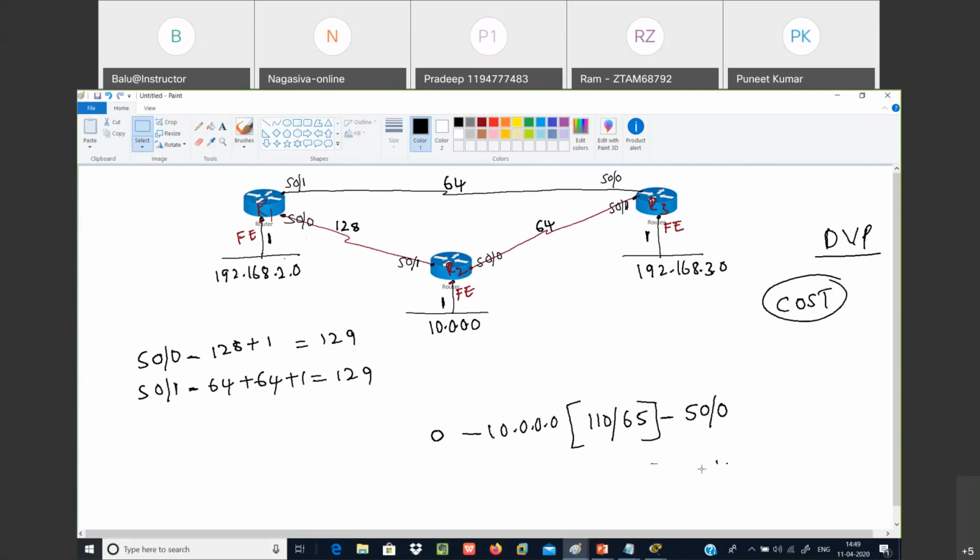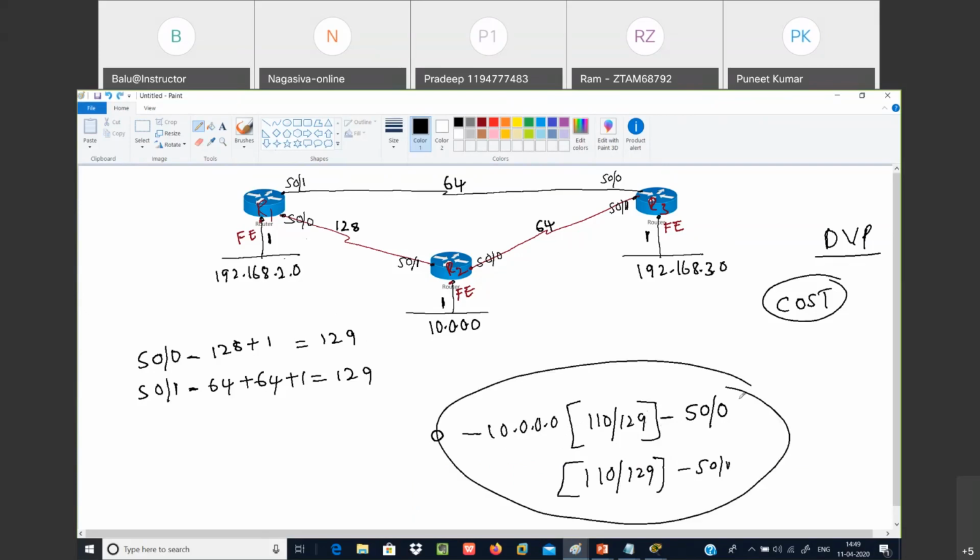You know what information? To reach the 10 dot network, 110 by 129 via serial 0/0. At the same time, you can have one more piece of information, 110 by 129 via serial 0/1. So two interfaces' information you can get in the routing table to reach one network. So what does it mean? It means the traffic is going via both 0/0 and 0/1. Load balancing is happening here actually.